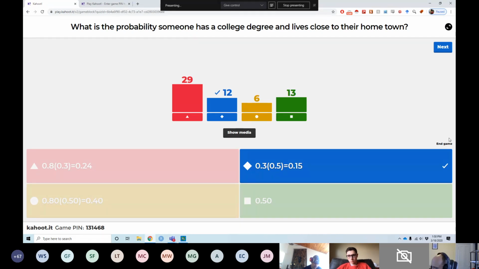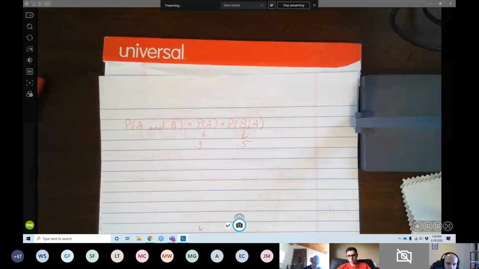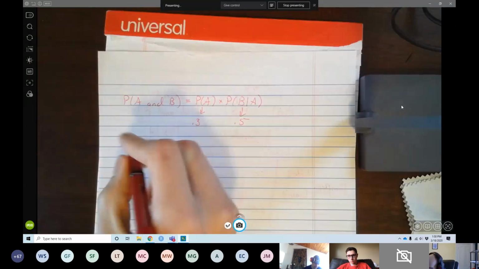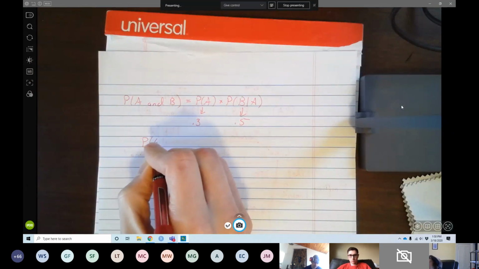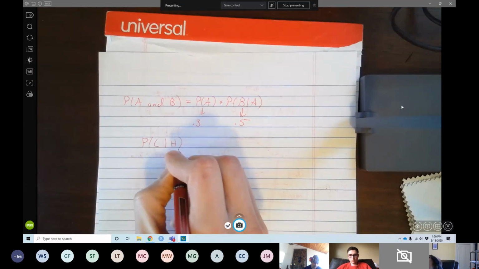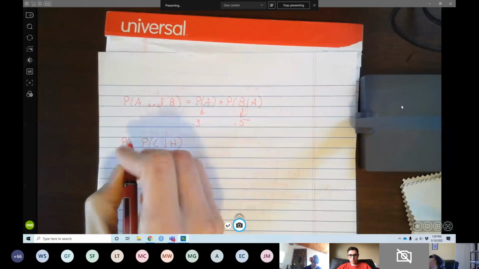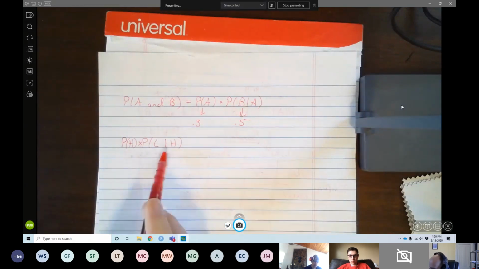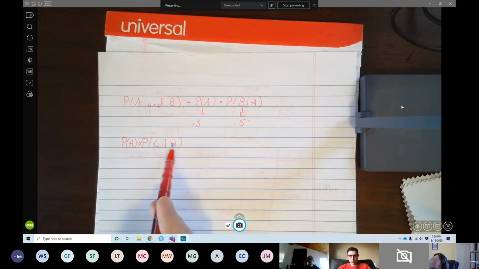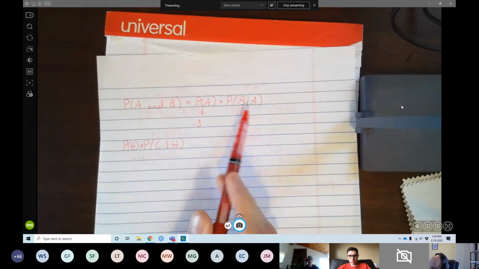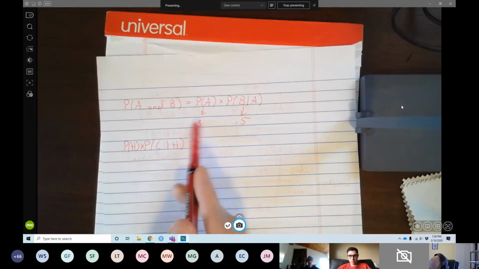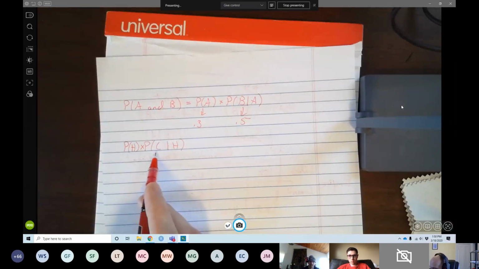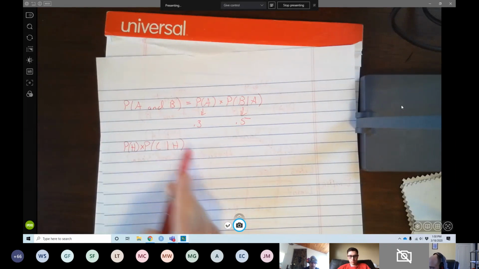Whichever one you're conditioning on is the one that you need the marginal probability for. So if we knew the probability that someone has a college degree, given they live close to their hometown, then I would multiply that by the probability that they live close to their hometown. Whatever you're conditioning on is what goes out front, and then you multiply it by the conditional probability of the other one. In this case, they just give us the probability that they live close to home, given they have a college degree. So this is the formula we have to use up here. If they told us the probability someone has a college degree, given they live close to home, this is the one we'd want to use.